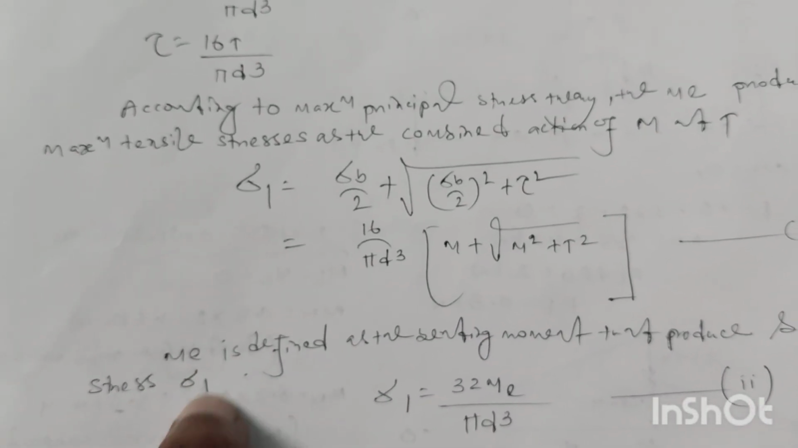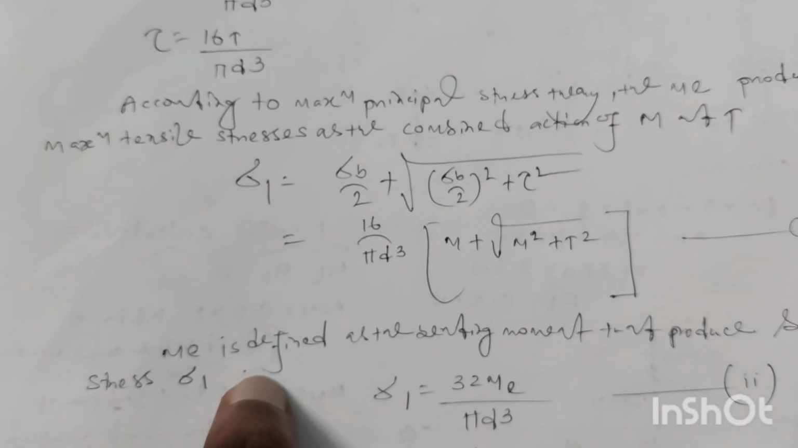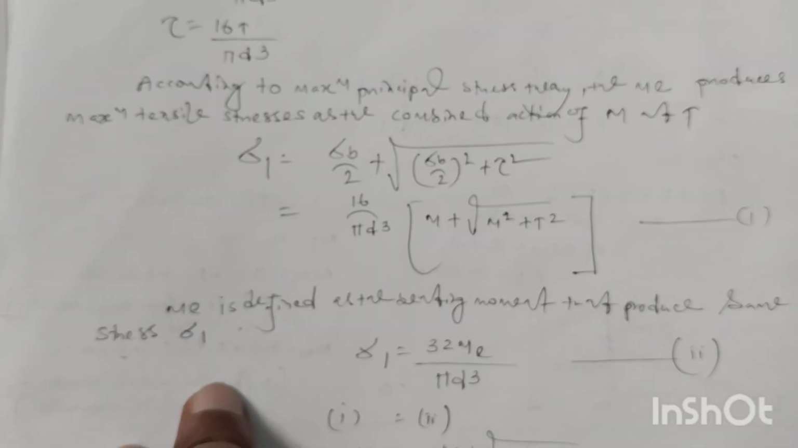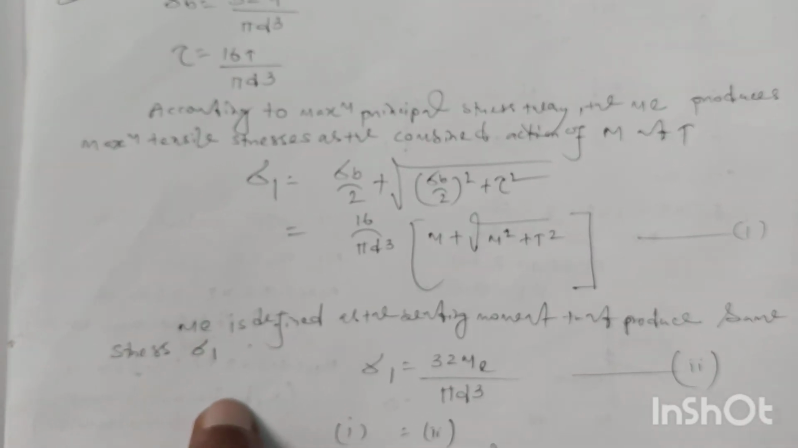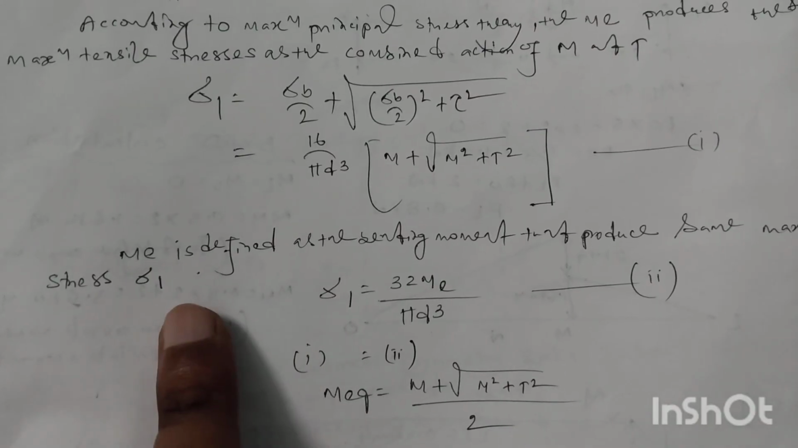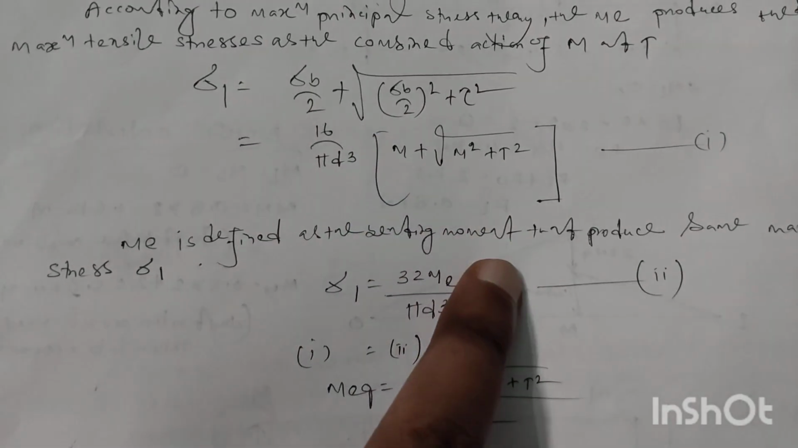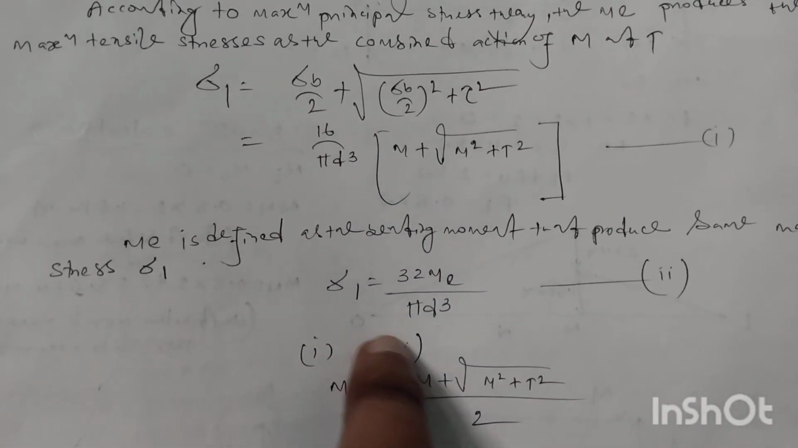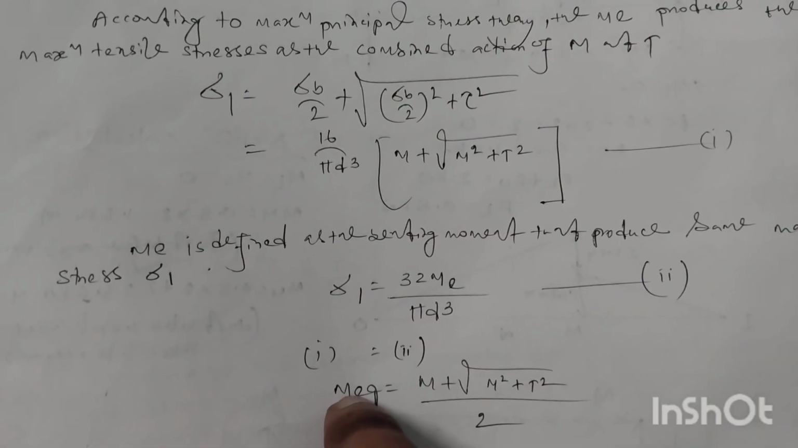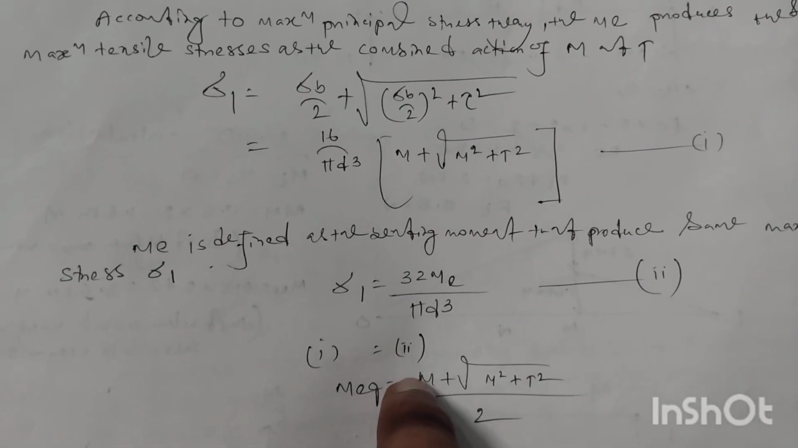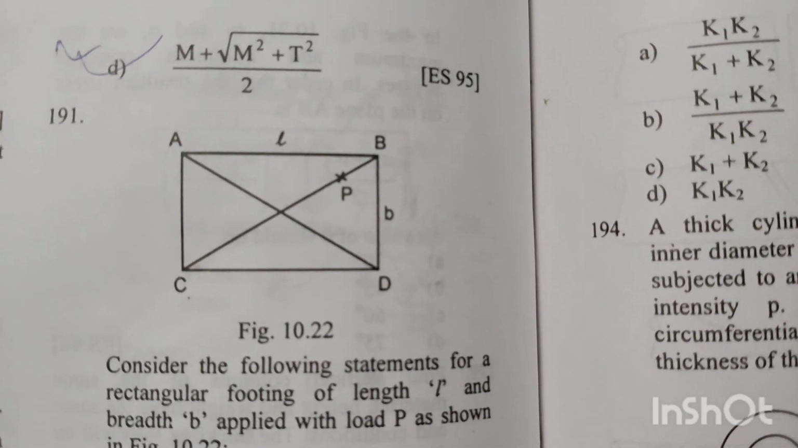M equivalent, the equivalent bending moment, is defined as the bending moment that produces the same maximum bending stress sigma 1. So equation 1 will be equal to equation number 2, equating 1 equal to 2, M equivalent will be equal to M plus root over of M square plus T square by 2. Option D is the right answer.